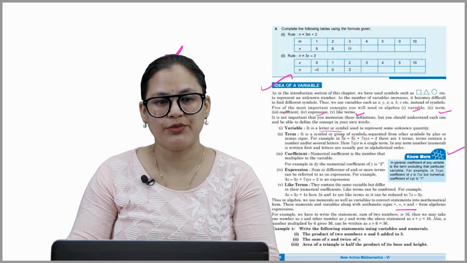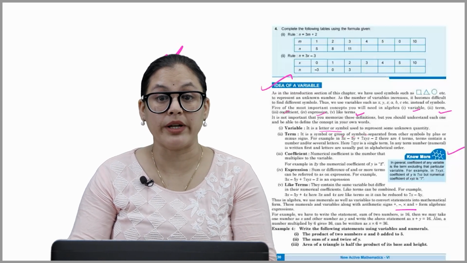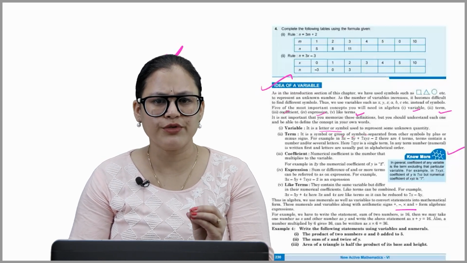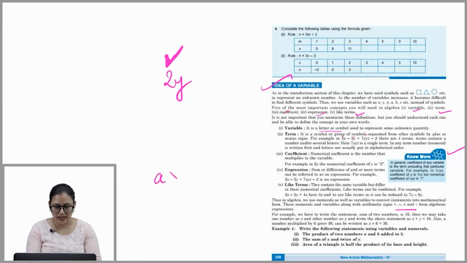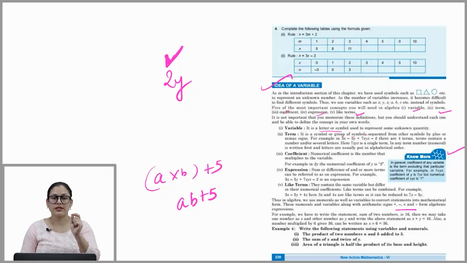Now, example 4. Write the following statement using variables and numerals. Number 1, the product of two numbers a and b, added to 5. You can write it as ab plus 5. Number 2, the sum of x and twice of y.